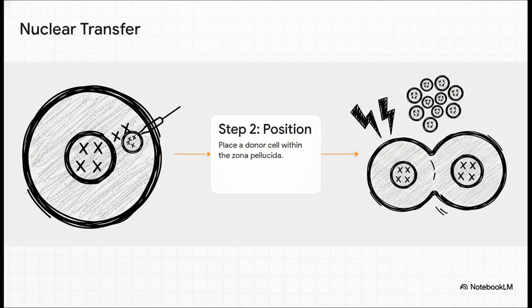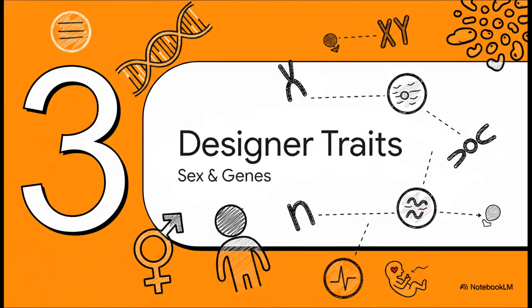And finally, you use a tiny electric current to fuse them together. That little shock basically tricks the egg into thinking it's been fertilized, and just like that, a new, cloned embryo starts to develop. Okay, so making copies is one thing, but what if you want to get more selective?